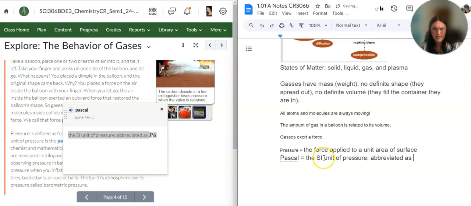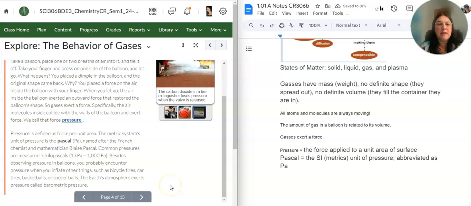And delete all the extra junk it copied. SI is System International, or in other words, international system. But here in the US, we call it the metric system. And it's abbreviated as Pa. It's named after French chemist and mathematician Blaise Pascal. Common pressures are measured in kilopascals. Okay, so that's one that we're going to see a lot. So 1 kilopascal equals 1,000 pascals.